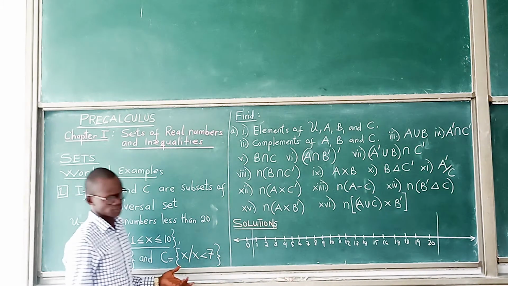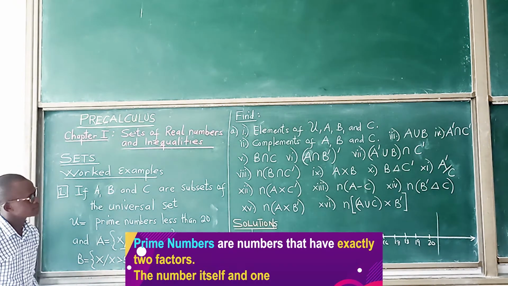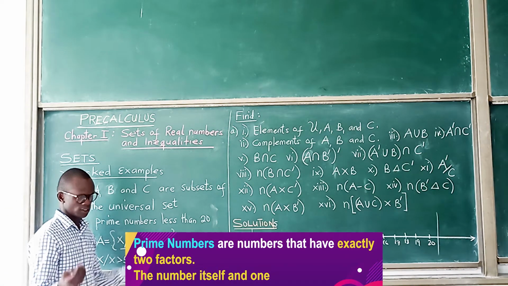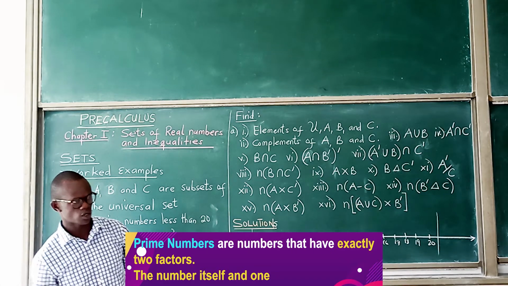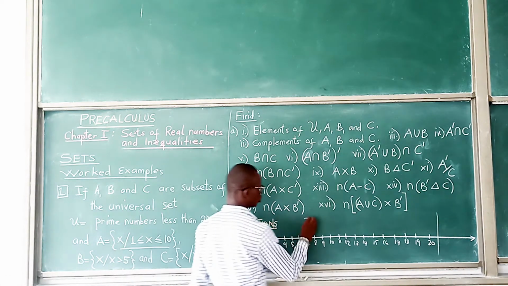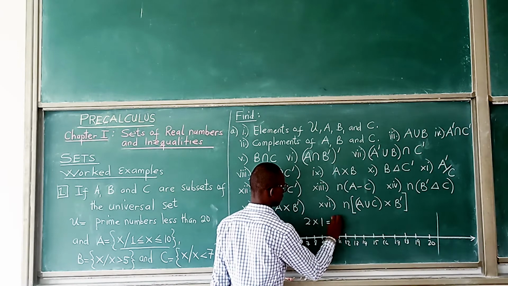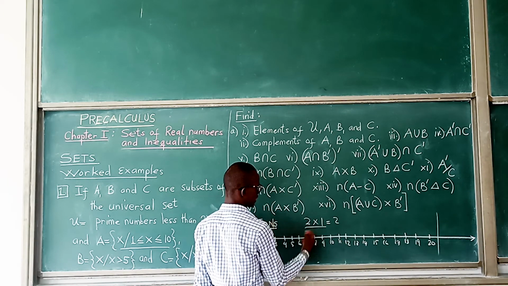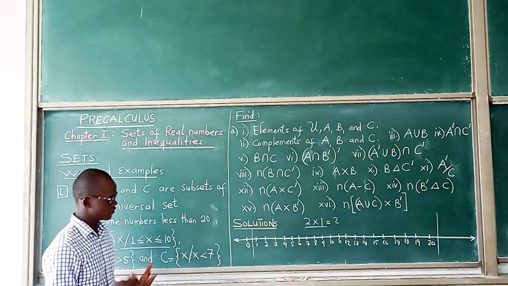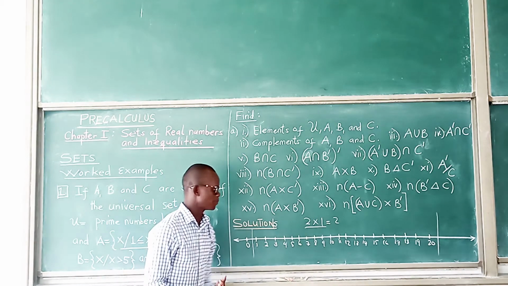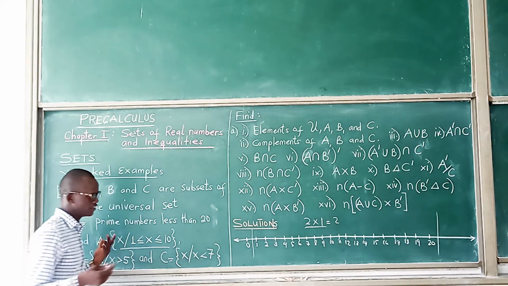What are prime numbers? We said prime numbers are numbers that have exactly 2 factors: the number itself and 1, right? For example, 2 times 1 is equal to 2. These 2 numbers are the only 2 numbers we can multiply to give us 2. Therefore, 2 is a prime number. 3, 5, 7, and so forth.